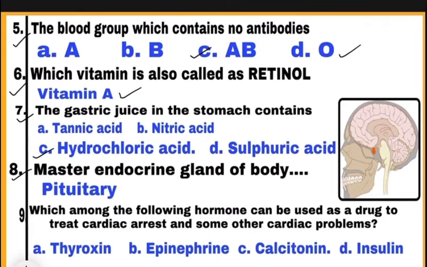Question 8. Master endocrine gland of the body. The master endocrine gland of the body is the pituitary. It is situated in the brain and it controls many endocrine glands in the body. That's why it is called the master endocrine gland.